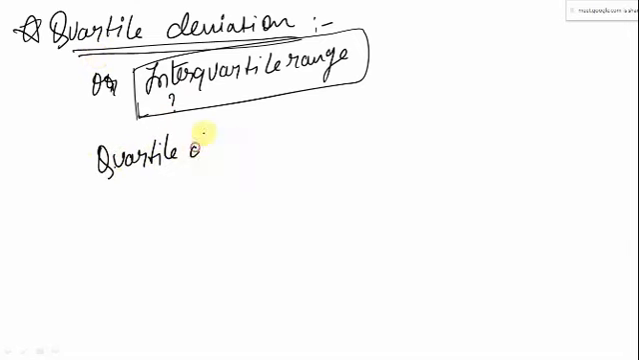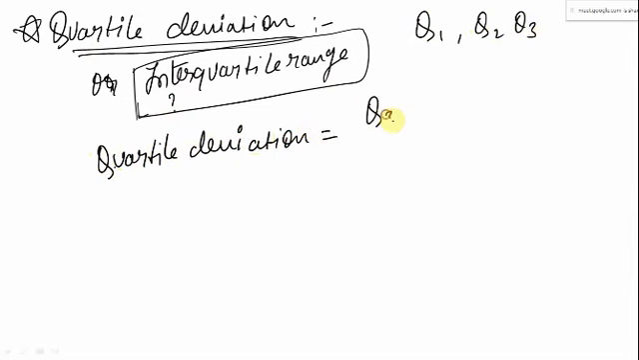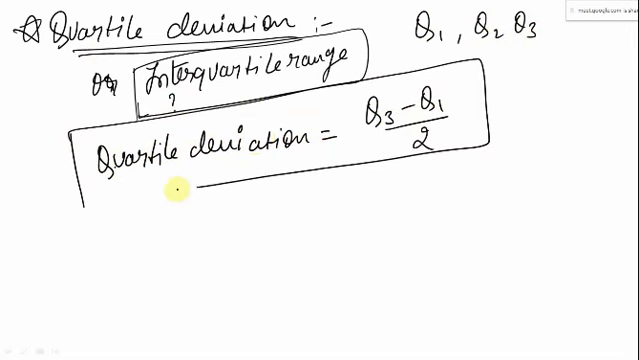Obviously it is talking about the quartile, so we need to calculate Q1 or Q2 or Q3. But in the case of quartile deviation, as per the formula, we only need Q3 minus Q1 divided by 2. This is the formula for quartile deviation: Q3 minus Q1 divided by 2.